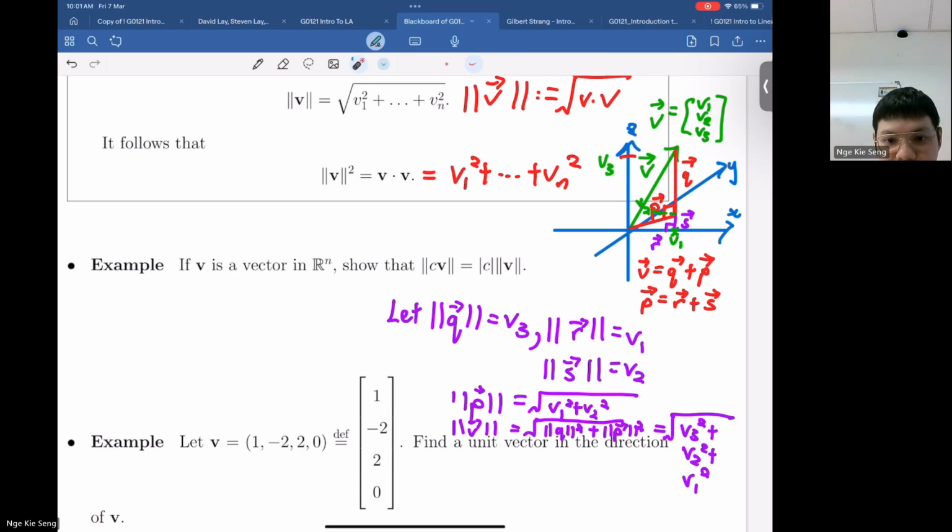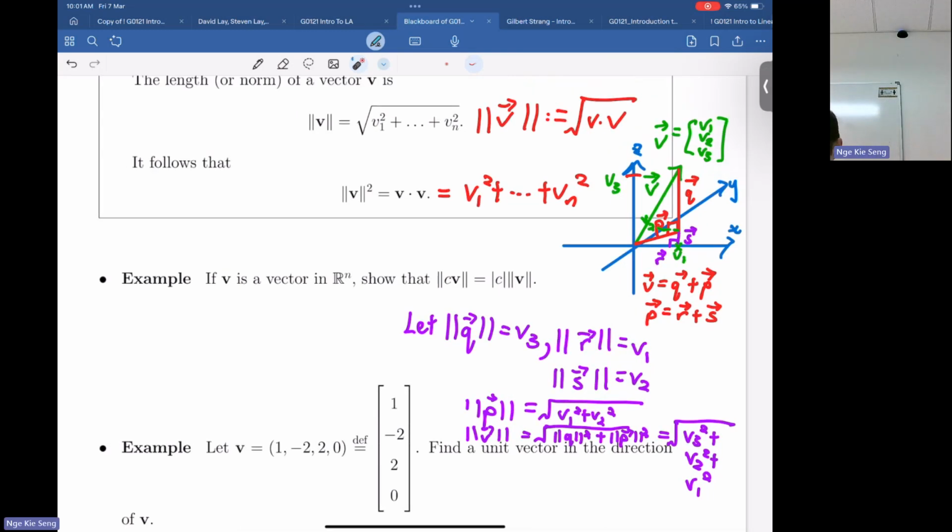Next. So the conclusion here is how we define the length: it is the square root of the dot product with itself. Okay, you dot with yourself, you can get your length.